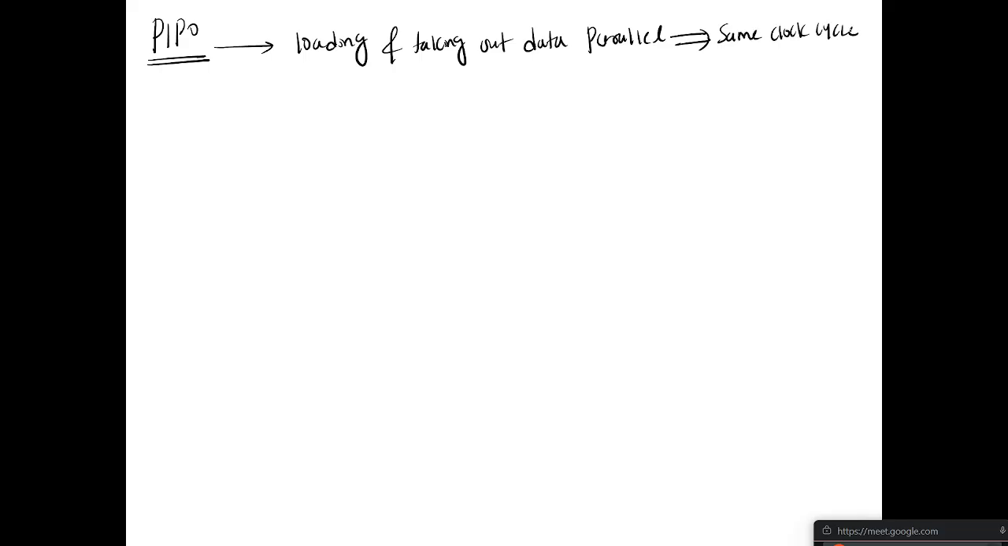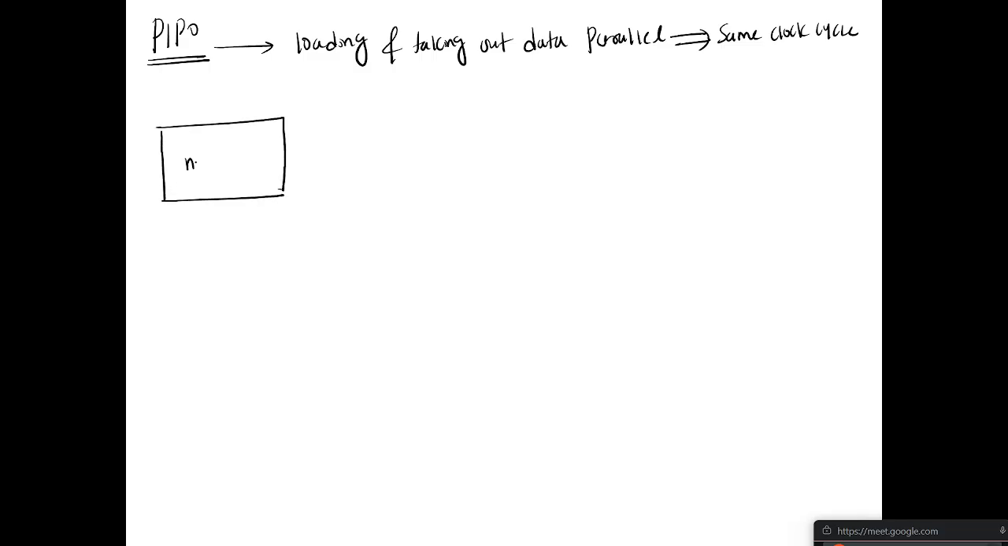So that means loading and taking out the data, taking out the data, happens parallelly. So both of these will happen in the same clock cycle. Same process, same clock cycle. Here, if you see the PIPO, PIPO will be like this.